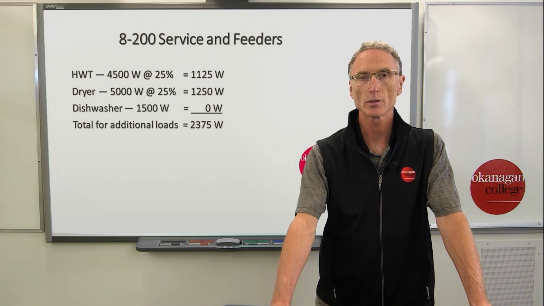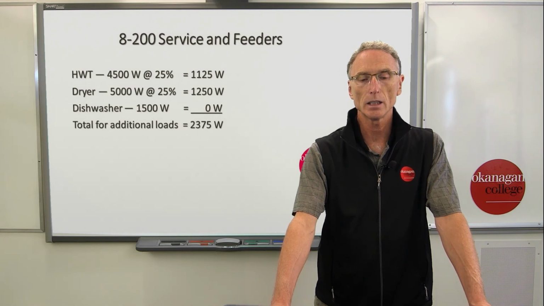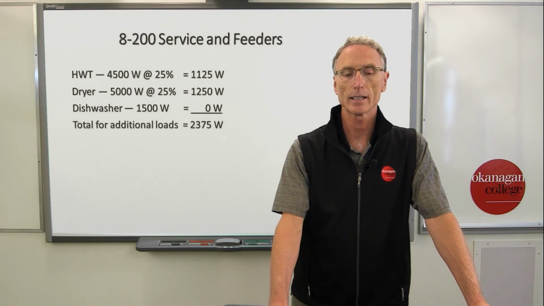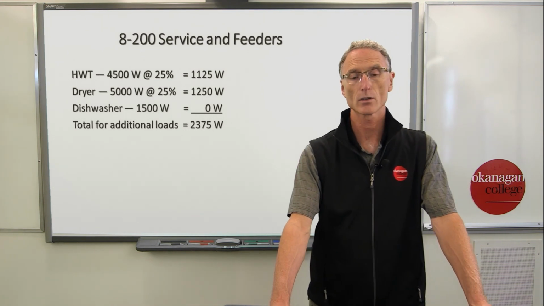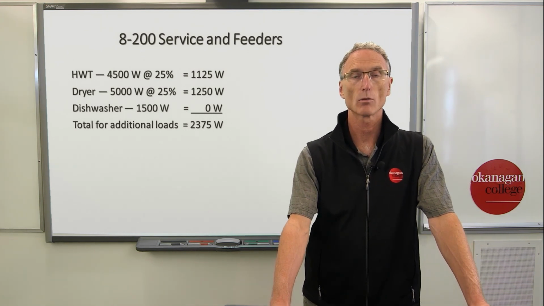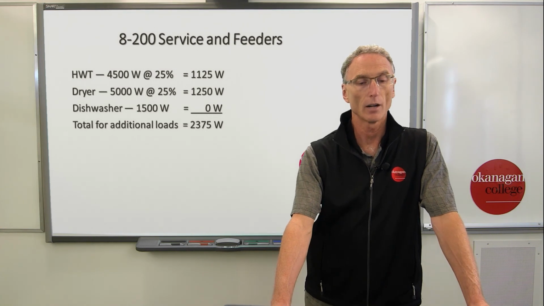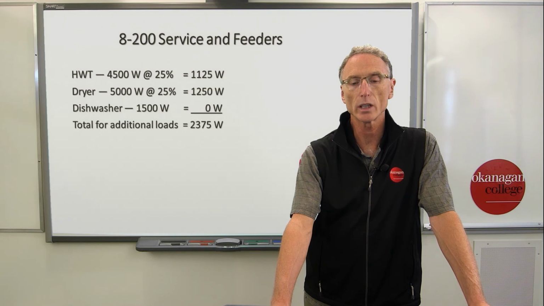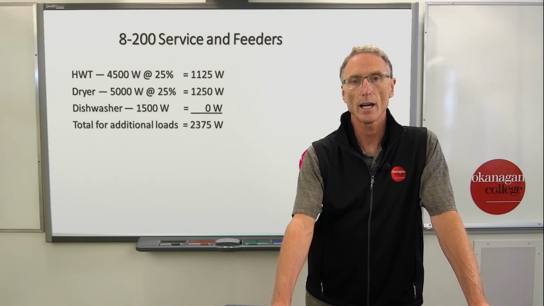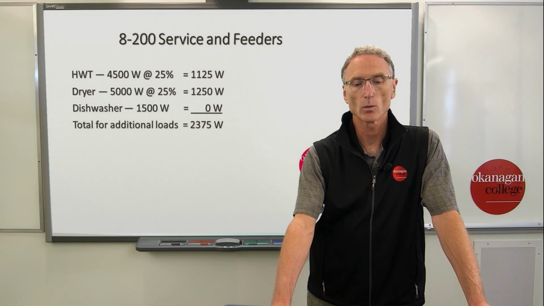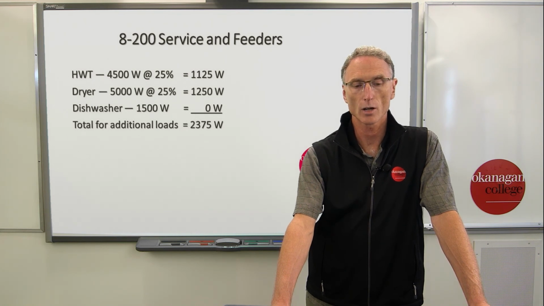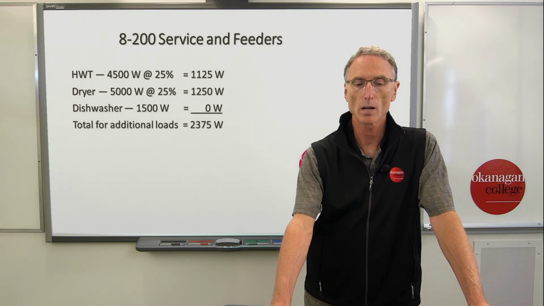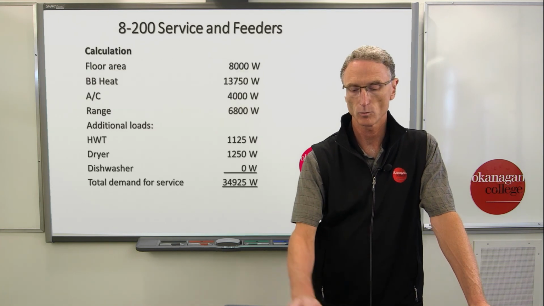And dishwasher, we're told we have a dishwasher at 1,500 watts. Well, the rule at the beginning told us that those additional loads are anything that is greater than 1,500 watts, because we're right on 1,500 watts. Obviously, we're not greater than 1,500 watts, so we don't have to allow anything, but I like to put it in here just showing that we have cited that rule, and so we have 0 watts for our dishwasher. So we have a total for our additional loads. That total comes to 2,375 watts.